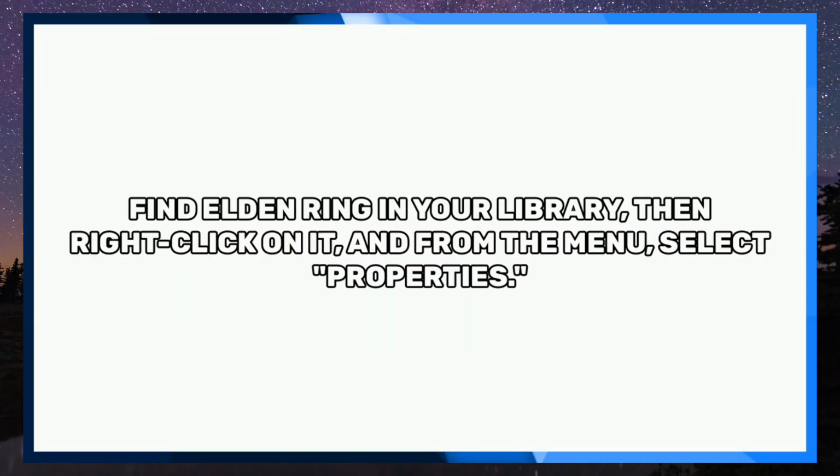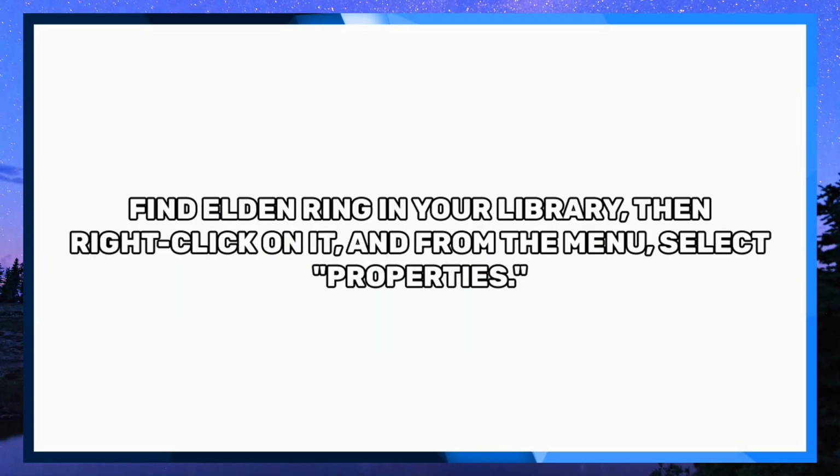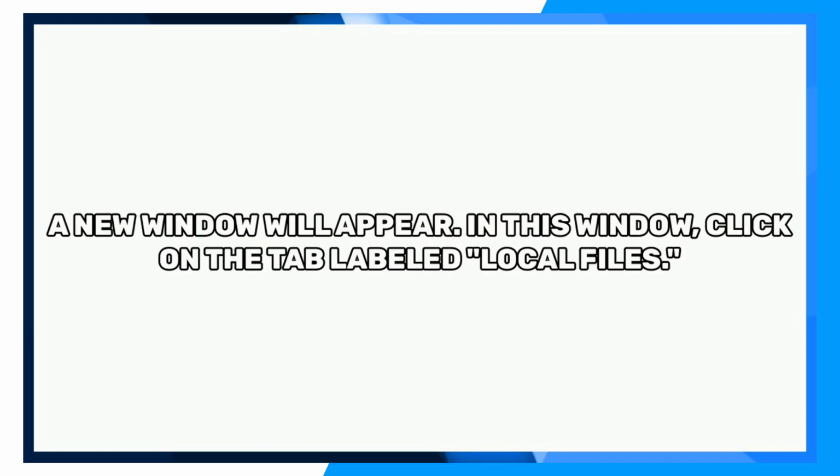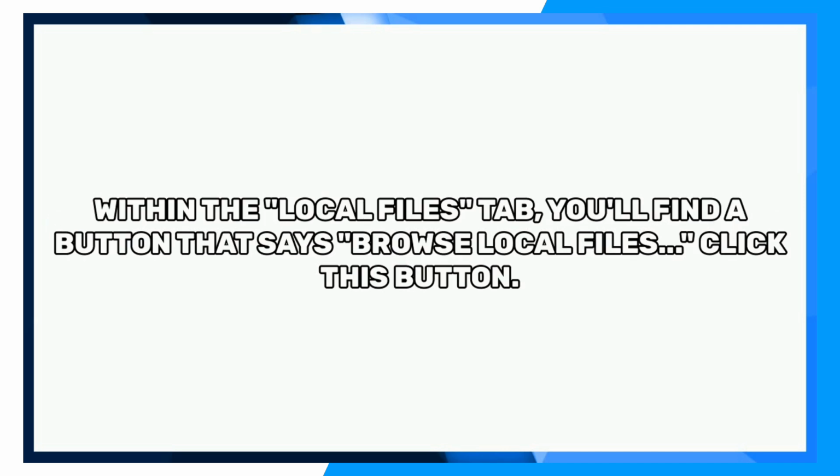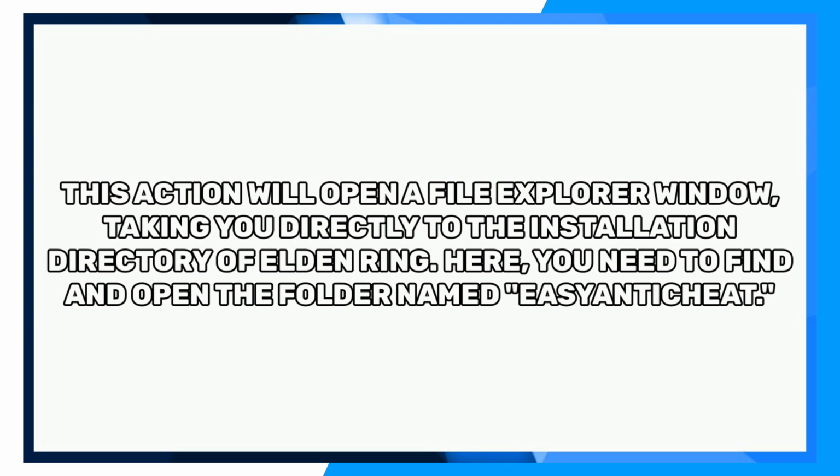Find Elden Ring in your library, then right-click on it and from the menu select Properties. A new window will appear. In this window, click on the tab labeled Local Files. Within the Local Files tab, you'll find a button that says Browse Local Files. Click this button. This action will open a File Explorer window, taking you directly to the installation directory of Elden Ring. Here you need to find and open the folder named Easy Anti-Cheat.